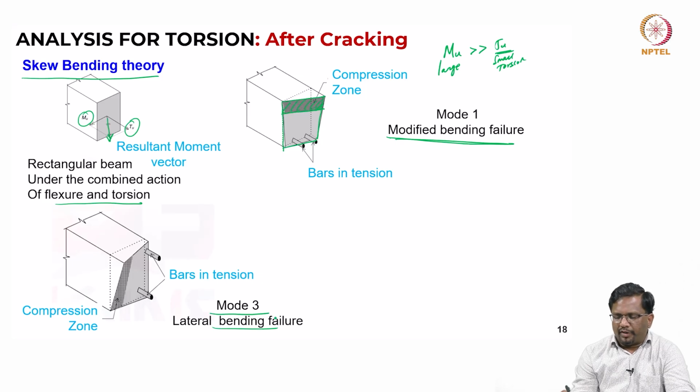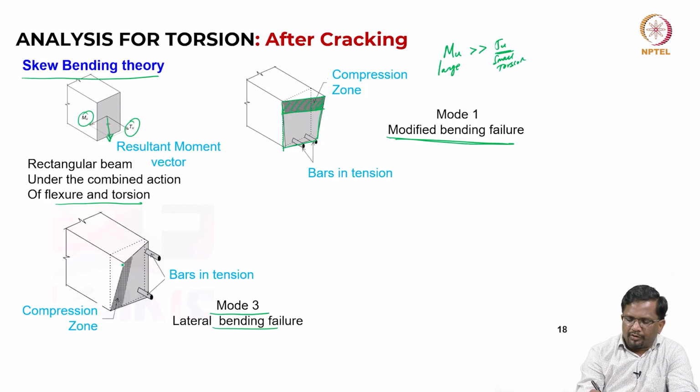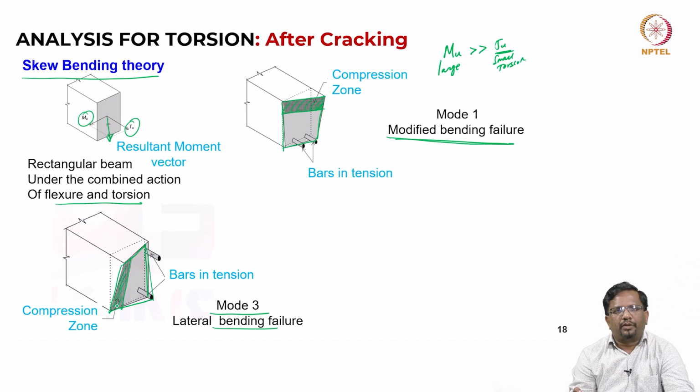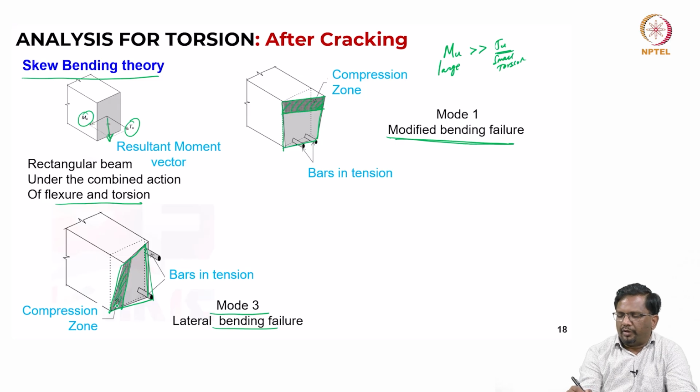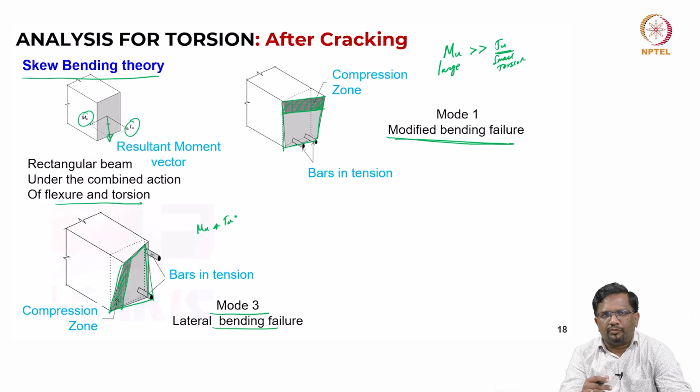Then mode 3 is a lateral bending failure mode. When you have very slender beams, then you can have this kind of a bending failure. Here also you will have a skewed failure surface like this, but however your compression is going to be on the side. That is called the lateral bending failure mode. So, here you can say both Mu and Tu are reasonably high numbers, but the slenderness of the section also will come into the picture.